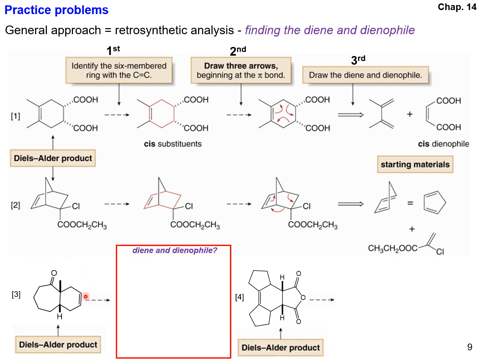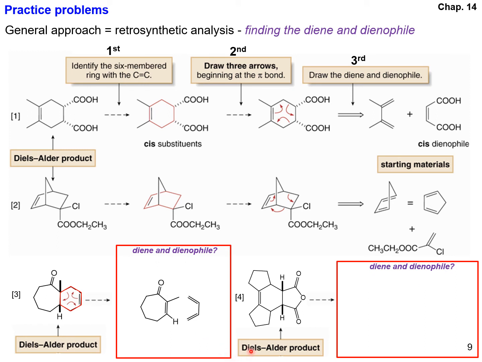All right, so for this one, number one, identify the six-membered ring with the double bond in it. And there it is. So we have a cyclohexene right here. At this point, we can do movement of arrows in the reverse direction. And we should end up with a dienophile that looks like this, and the diene being 1,3-butadiene.